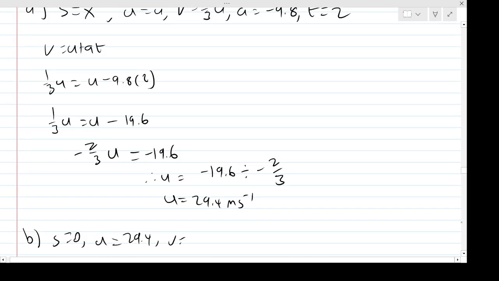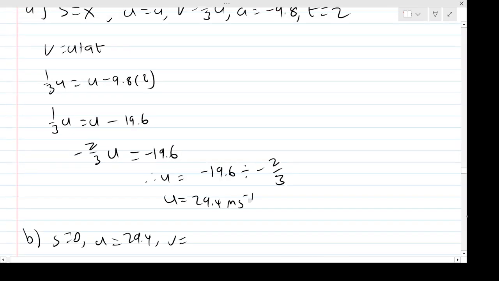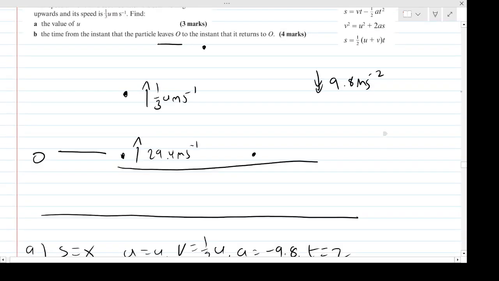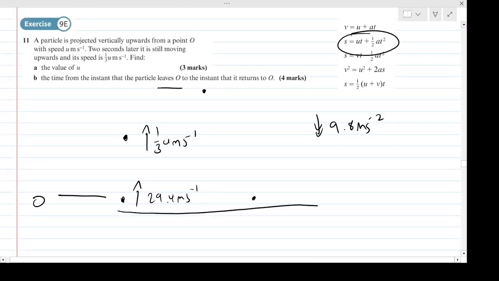v, I don't care about. v now would be the speed when it returns back to O, so I don't care about that. a, again, because moving up is positive, acceleration would be negative, so minus 9.8. And t is what I want to work out. So which formula does not involve v? Well, it's going to be s equals ut plus a half at squared.